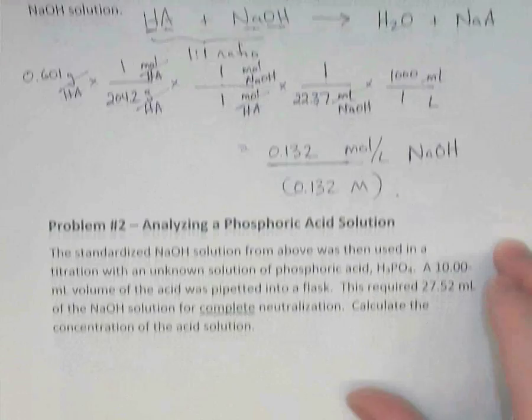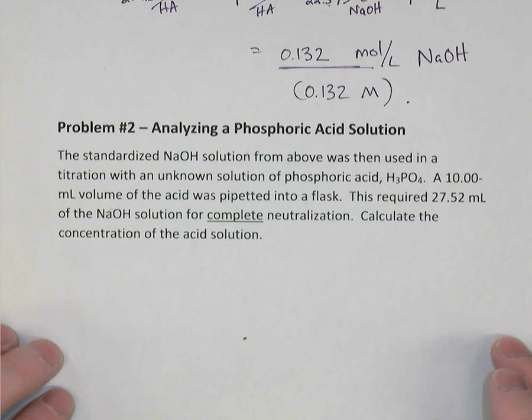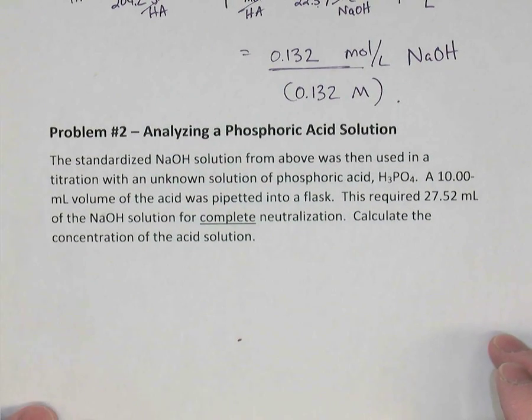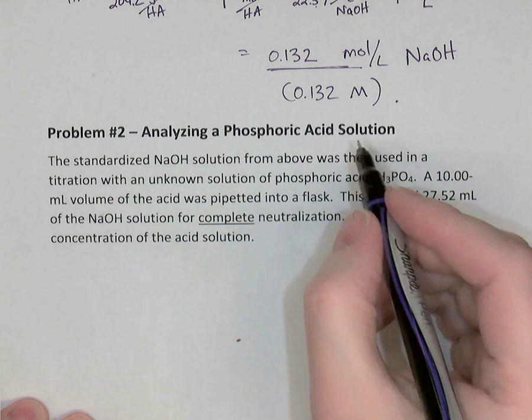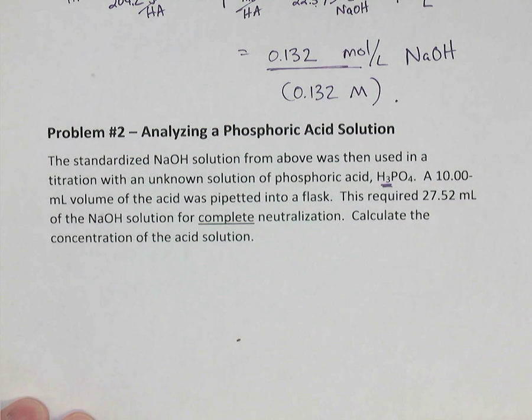Problem number 2, if you think you kind of understood what we just did there, you might pause the video and see if you can try this question on your own. We're going to take the standardized solution that we just determined in problem 1, and we're going to use it in a titration with an unknown solution of phosphoric acid. And right away I noticed something a little complicating here. The phosphoric acid is H3PO4, which means it's triprotic. So 3 hydrogens in that formula. That tells me the ratio in this equation is not going to be just 1-to-1.